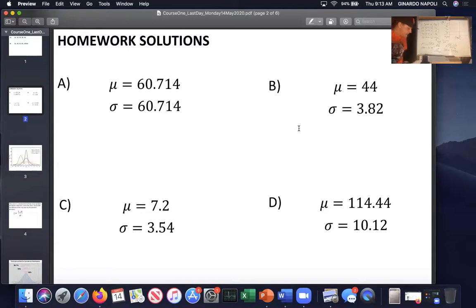Now, the interesting thing with A is that the mean and the standard deviation appeared to be the same. And that's a little odd. Let me check that. Nope.